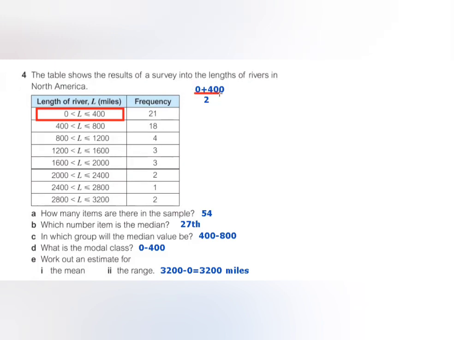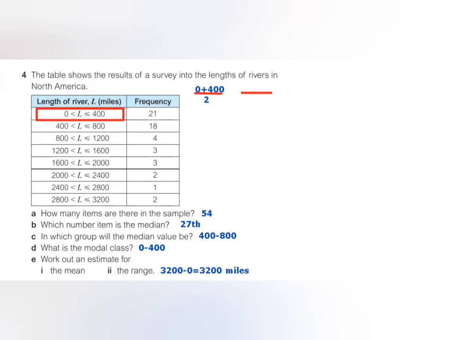Now, I'm going to write this for only the first class, and then I'll do the same for the others without writing them. So first here we have 0 plus 400, which is 400. And then you divide it by 2, and the answer will be 200. So you write it here, equals 200. You understand the idea. We add the two numbers and then we divide them by 2. That's the idea of finding the midpoint.